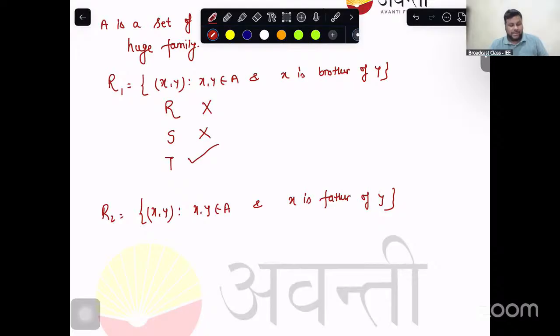X is brother of Y and Y is brother of Z. Sorry, and then X has to be brother of Z. Correct or wrong?